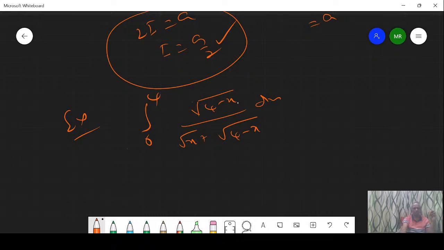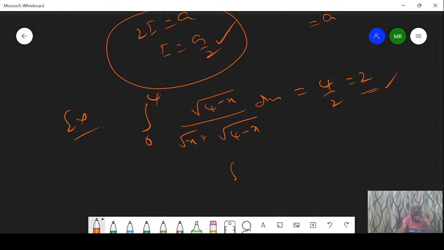Replace x with 4 minus x. It will be root x, and this will be root 4 minus x. When they are given, our answer is b by 2, where this is the value, 4 by 2. Answer will be 2. Compare the previous one: integral 0 to 4 of root of 4 minus x by root x plus root of 4 minus x dx. Correct. Answer will be 4 by 2.